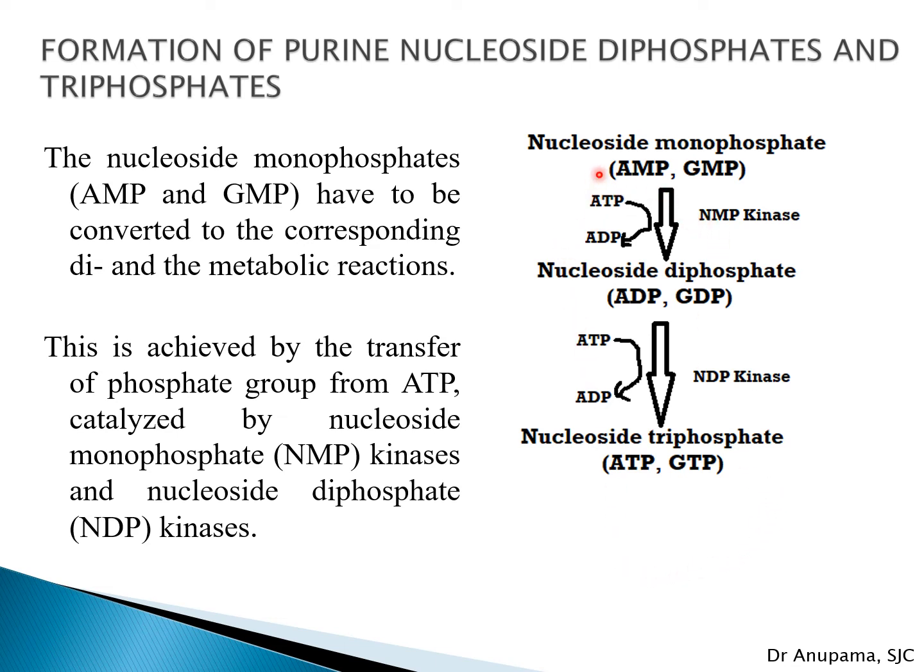So the nucleoside monophosphates AMP and GMP are initially phosphorylated to result in ADP and GDP by nucleoside monophosphate kinases. Now these nucleoside diphosphates are then phosphorylated further by ATP by the enzyme NDP kinases, that is nucleoside diphosphate kinases. Thereby we get ATP and GTP.